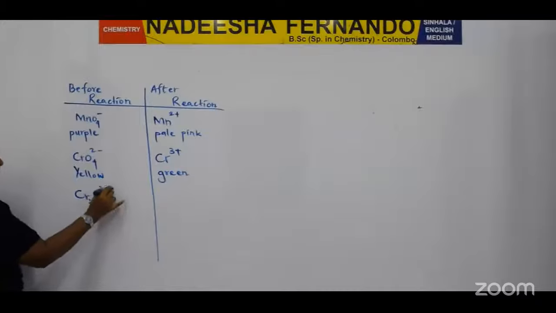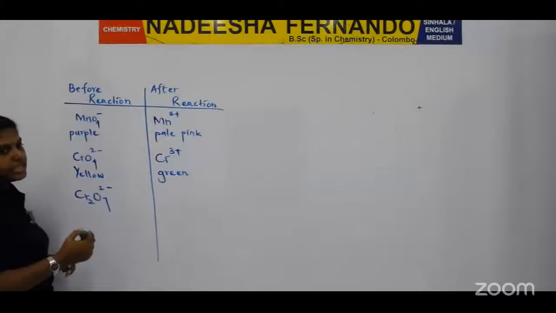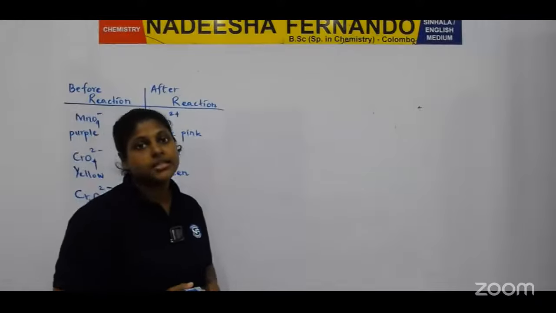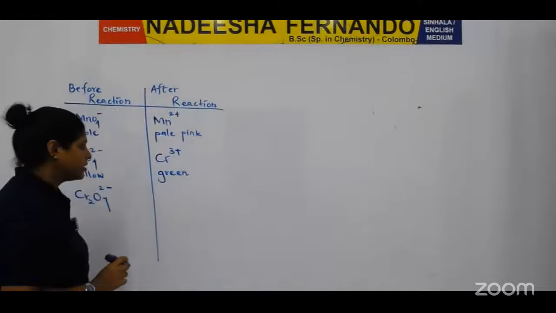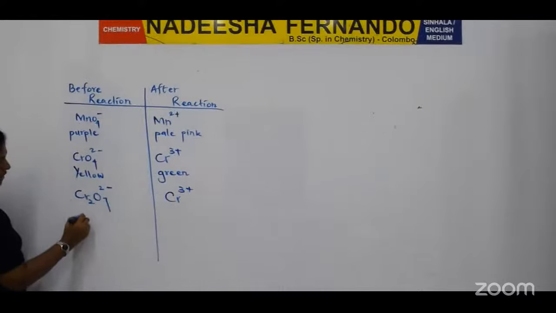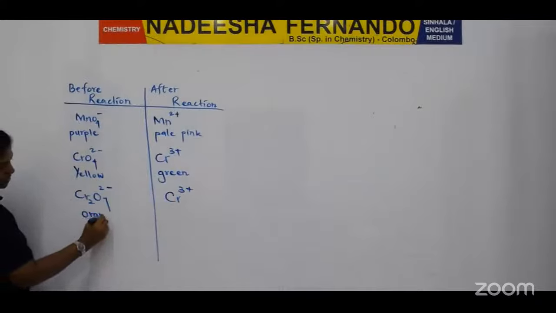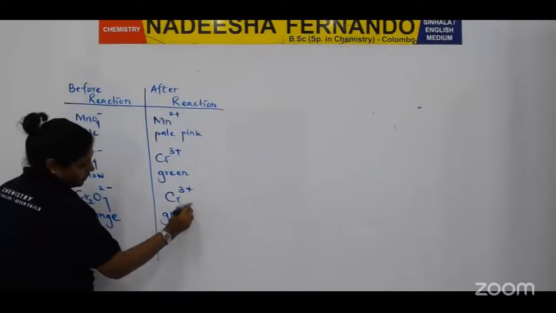Cr2O7 2 minus. Please go through the note. Cr2O7 2 minus is the dichromate ion. This dichromate ion goes to, sorry, Cr3 plus. The initial color of dichromate is orange. It goes to green. Green.